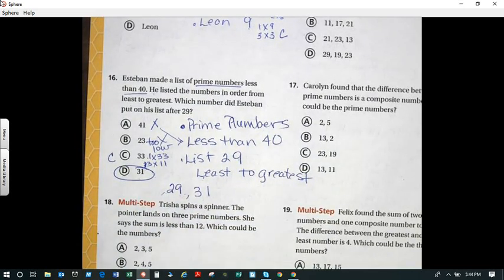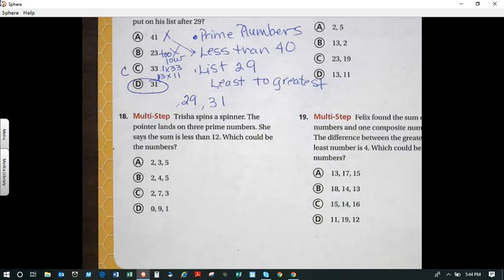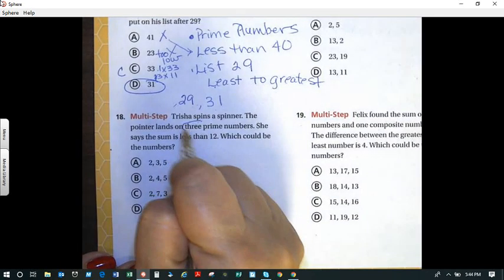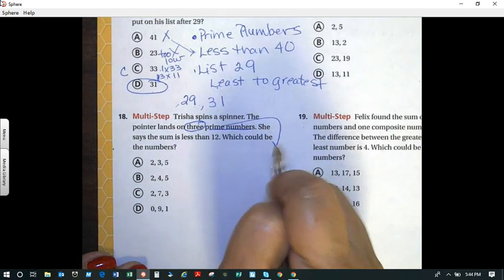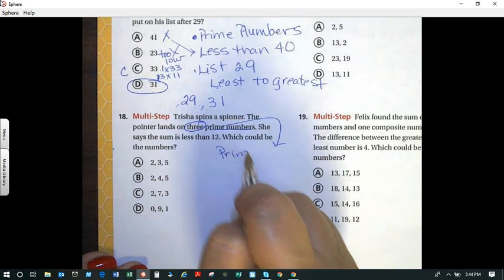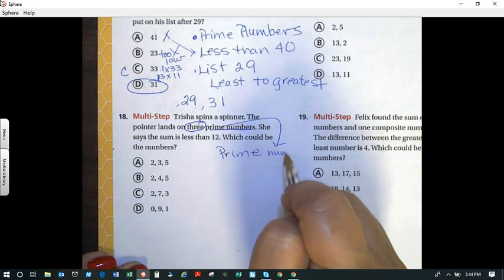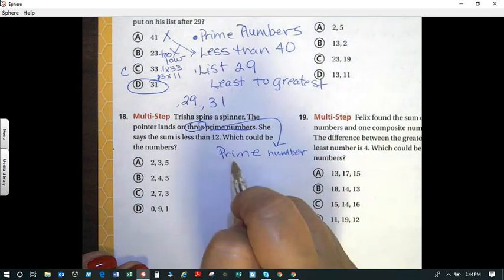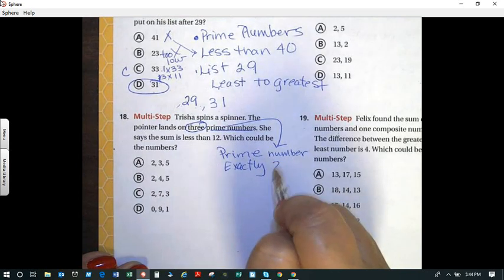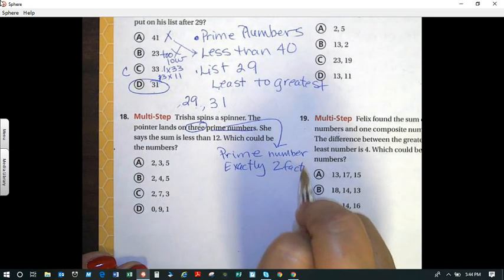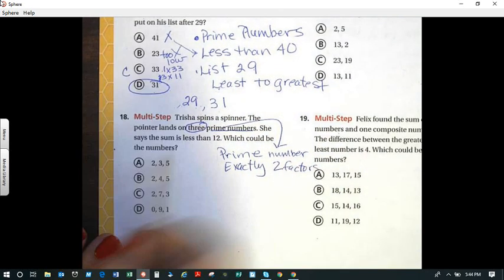Okay, and the last one for tonight, are y'all ready for this? Trisha spins a spinner. Okay, the pointer lands on 3 prime numbers. I know that 3 prime numbers. What did we say that prime numbers were? And remember to let me know if you have any questions. Exactly, 2 factors, right? Now she says the sum is less than 12.